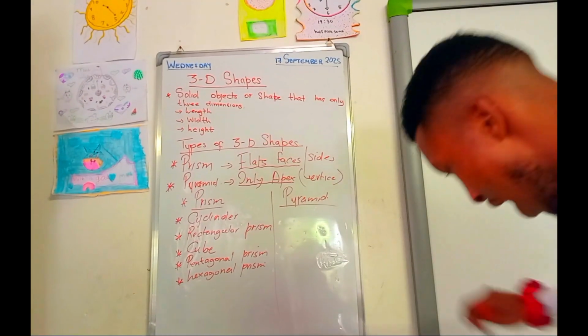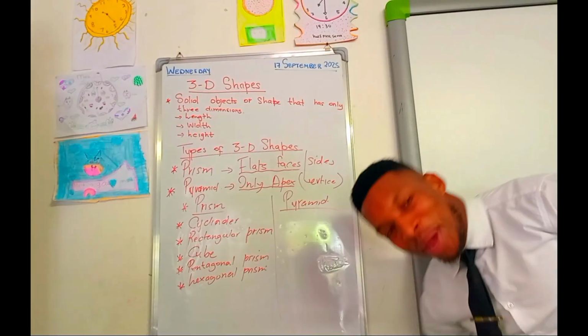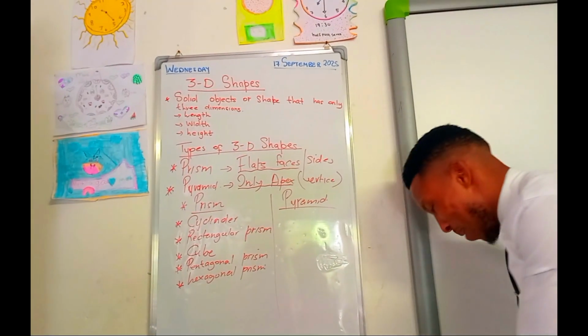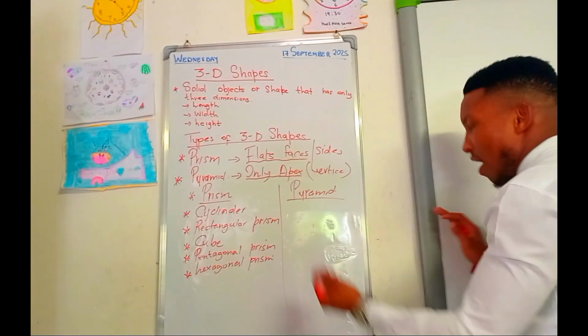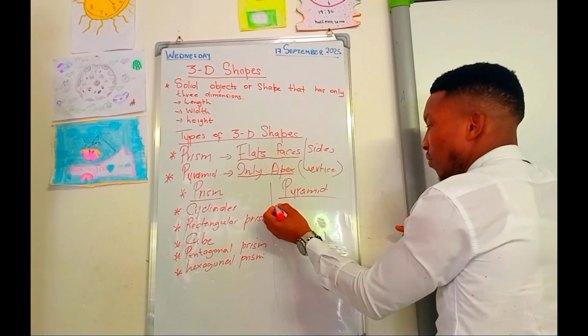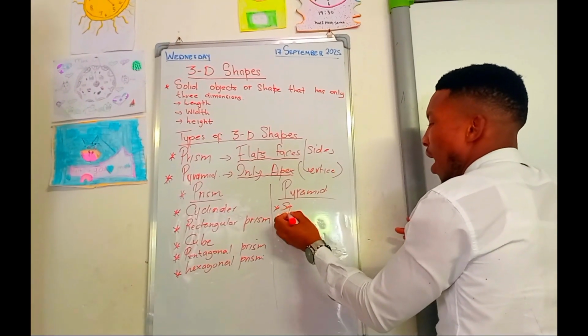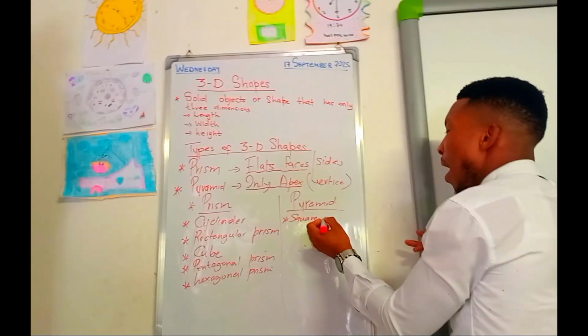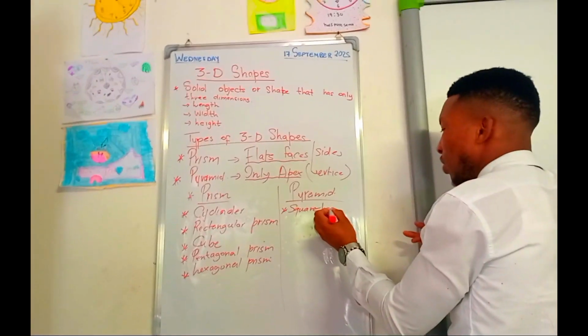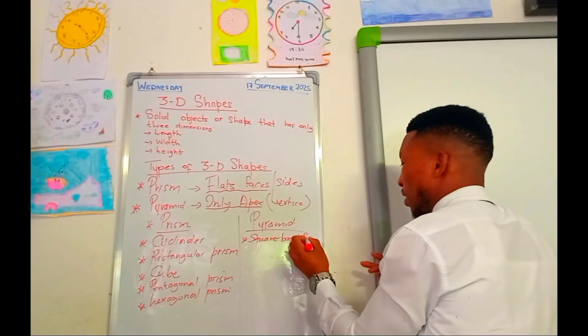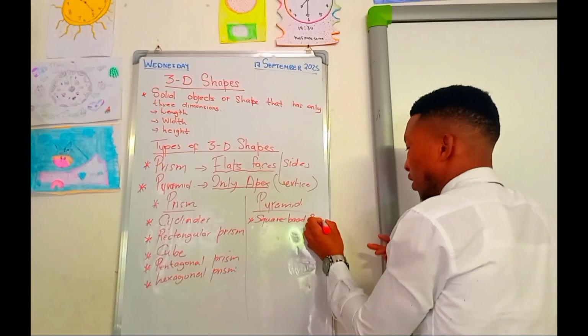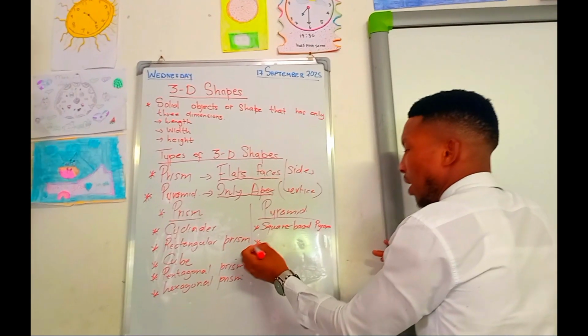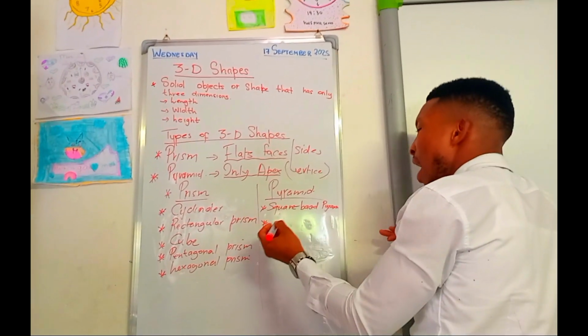What we normally say on the pyramid is that we have a square base pyramid. We have a square base pyramid as well.